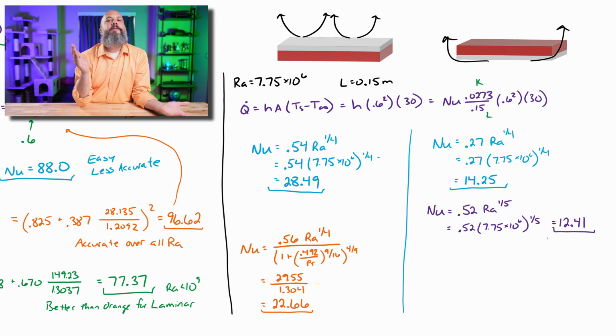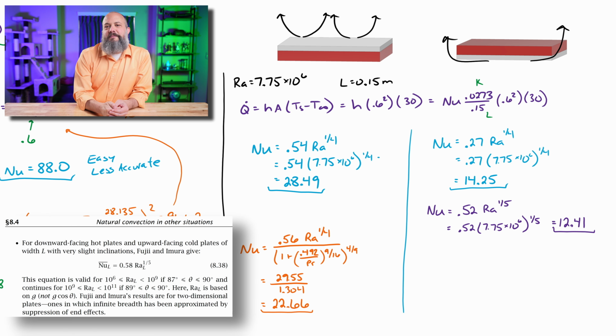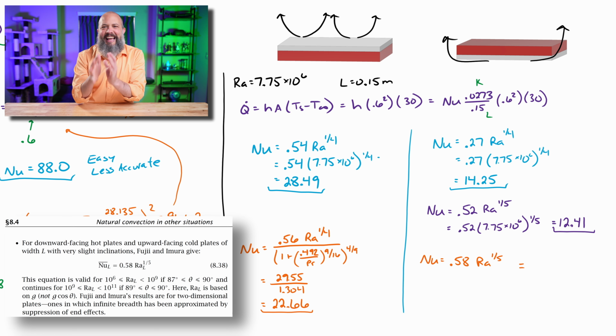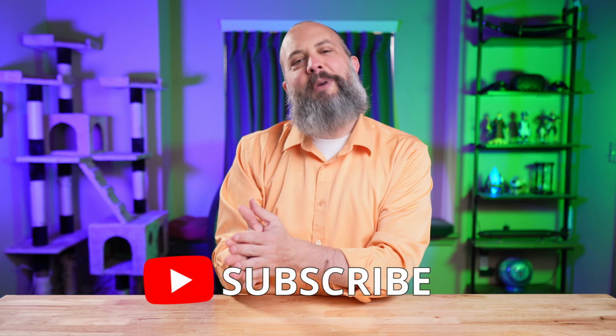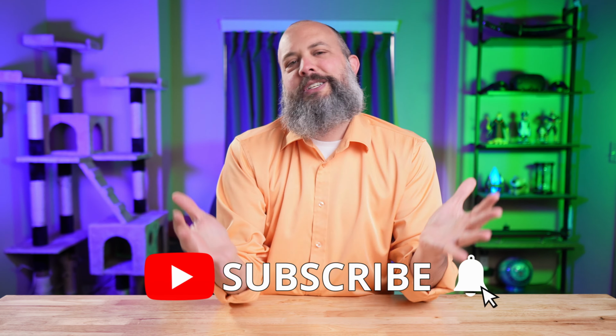This is 25% lower. So the Lienhard textbook also has a different version for hot side down, 0.58 Rayleigh number to the 1/5, which is the exact same form as the Bergman, just with a different coefficient. This gives me a value of 13.84. Is this as frustrating to you as it is to me, right? I really just want to look up an equation, find the equation, and plug in my numbers. Is that really so much to ask?